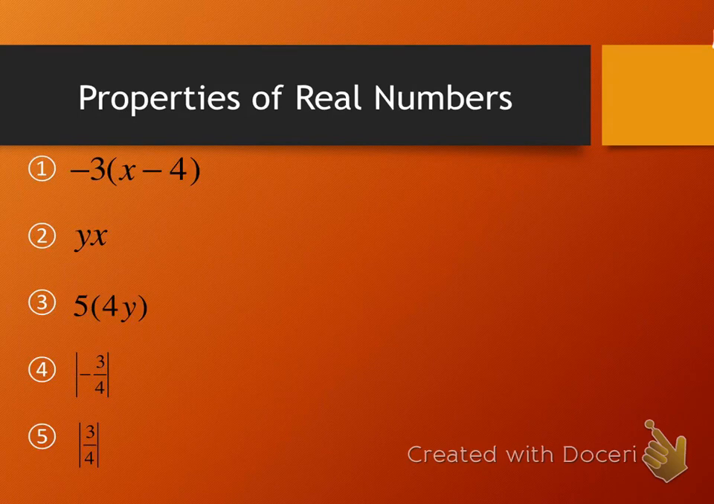So some properties of real numbers that we have. The first one is the one that people tend to remember. This is called the distributive property. It says that I can multiply across parentheses with addition or subtraction inside of the parentheses. So this is -3x plus 12. You multiply -3 times x and -3 times -4, and this property is called the distributive property.